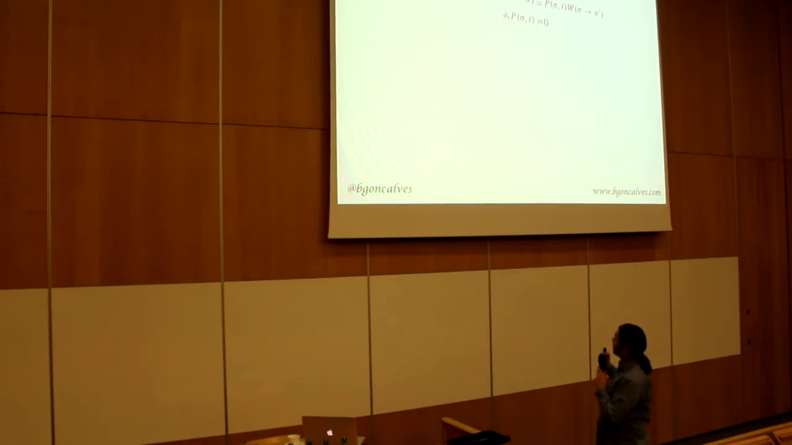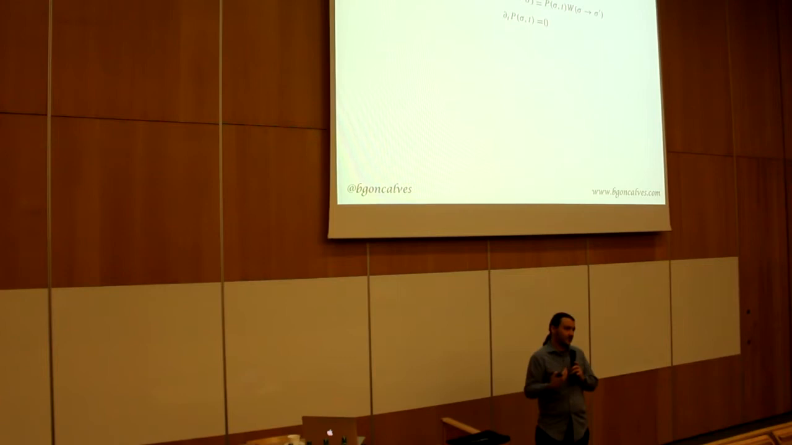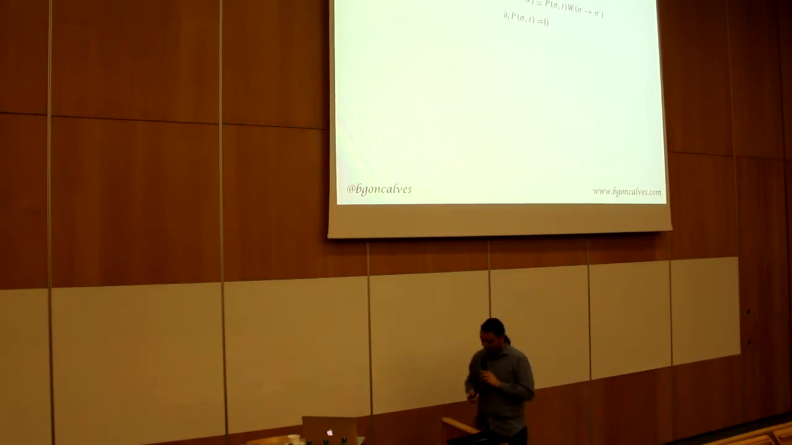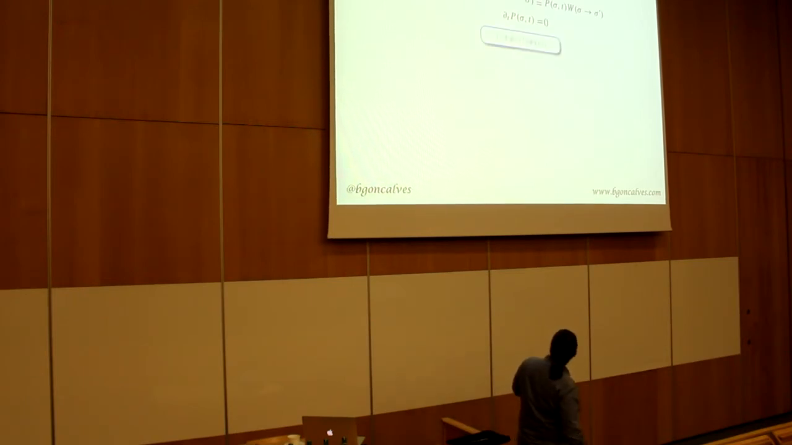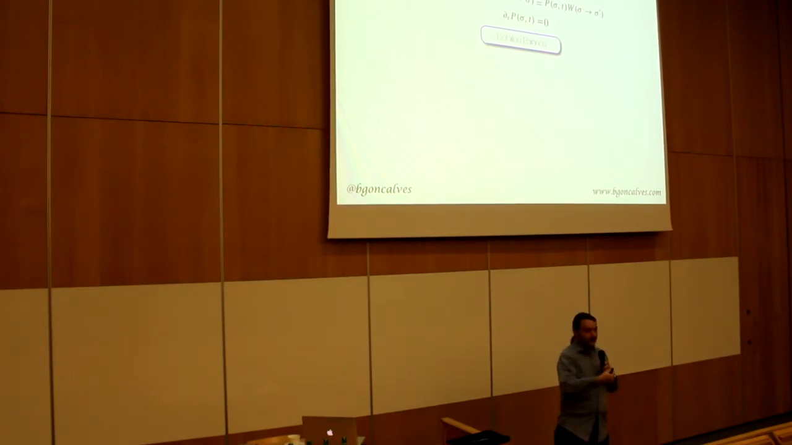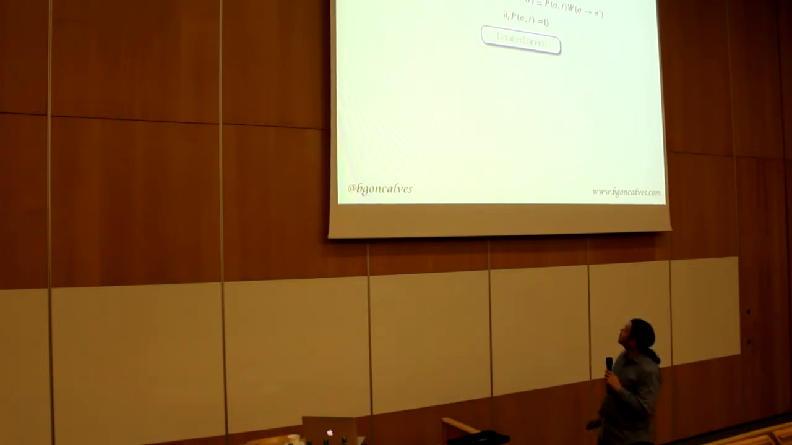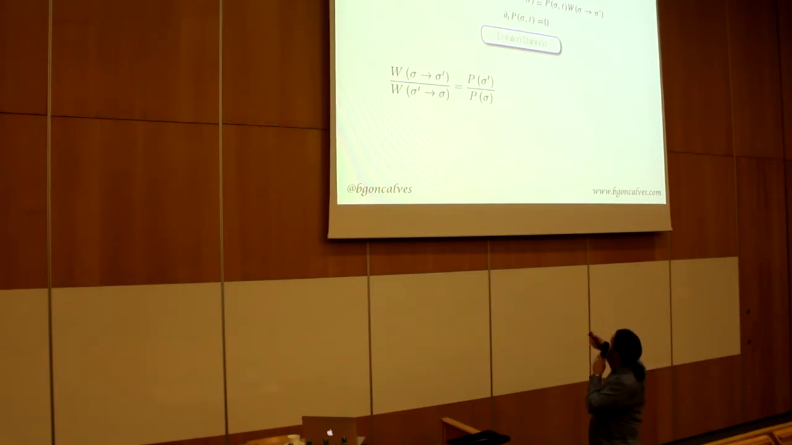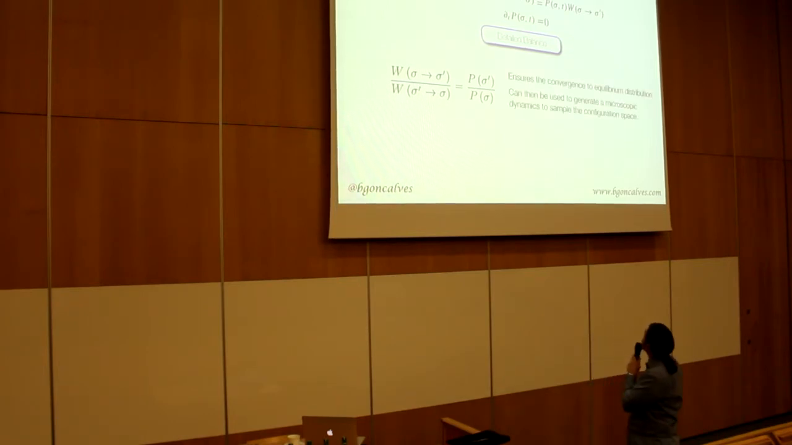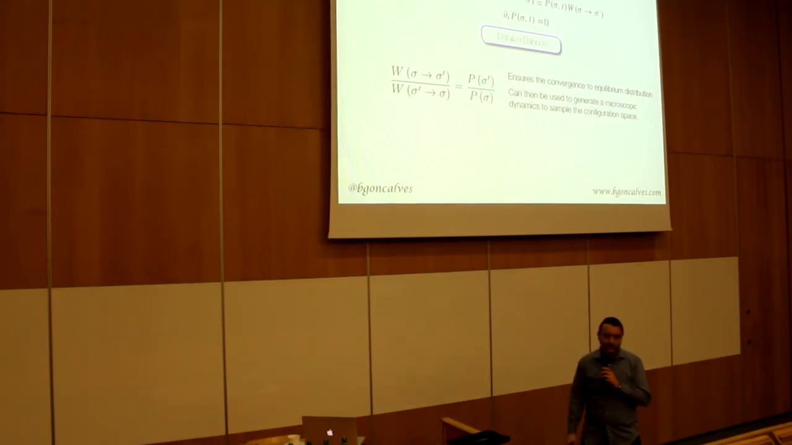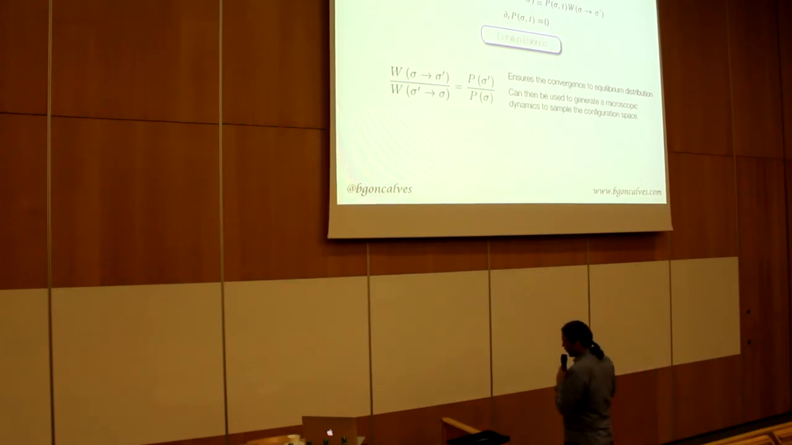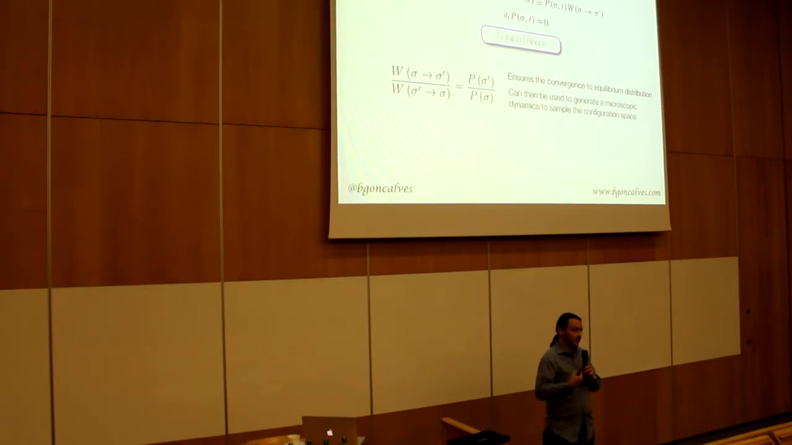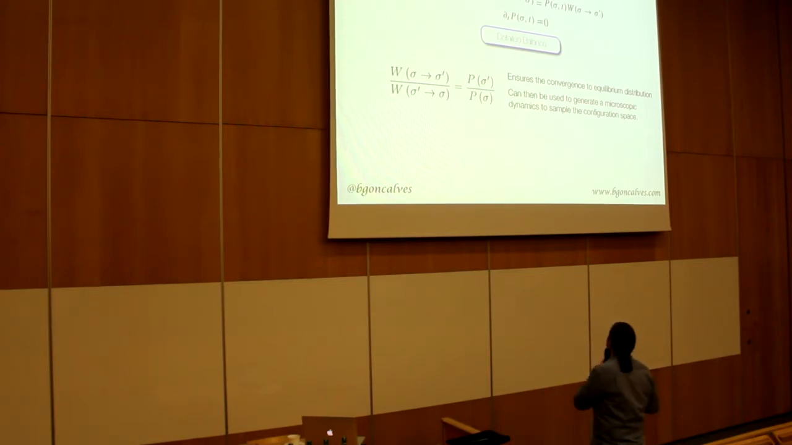Of course, this is sufficient. It's not necessary; there might be other ways to achieve the same result, but this is the standard one, and since it's sufficient, we use it. This is called detailed balance, the idea that what you put in balances exactly what you take out. You can rewrite this expression in a slightly different way, and this ensures that you get convergence to an equilibrium distribution. You can use this as a way of choosing how the process evolves, because you can calculate the probability of going from one configuration to the other.